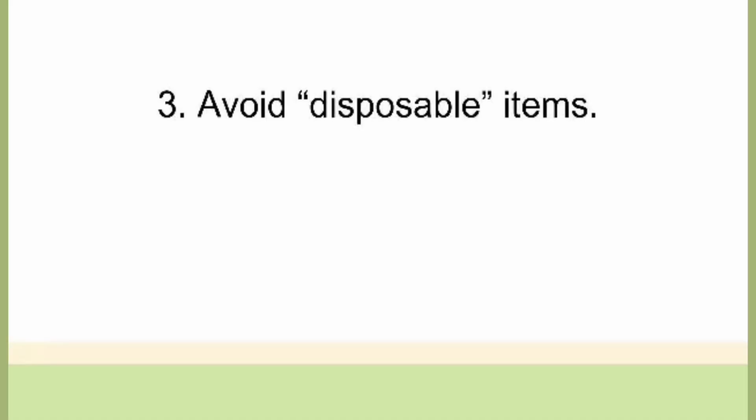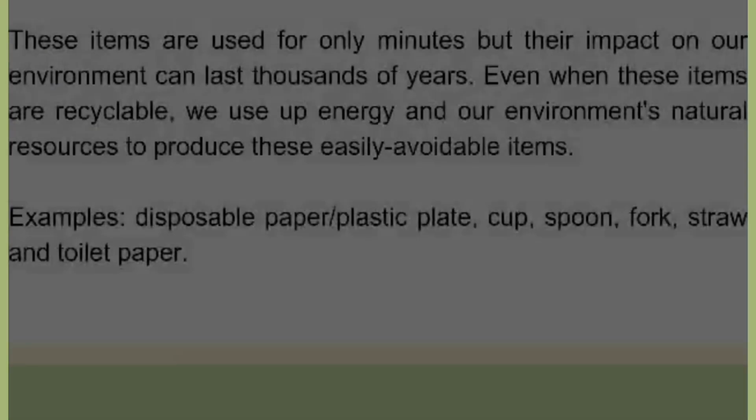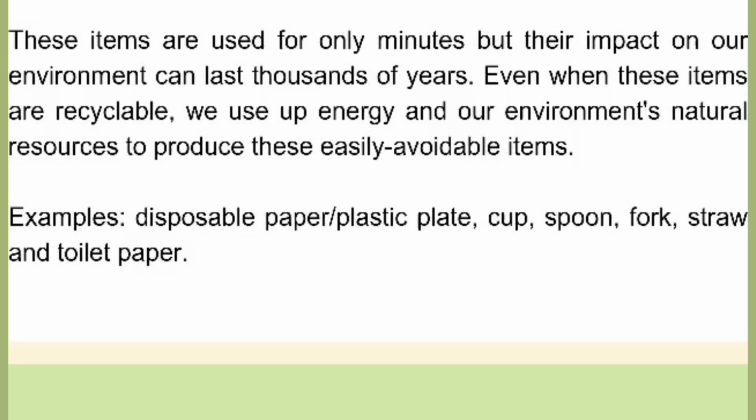Third, avoid disposable items. These items are used for only minutes, but their impact on our environment can last thousands of years. Even when these items are recyclable, we use up energy and our environment's natural resources to produce these easily avoidable items. Examples: disposable paper and plastic plates, cups, spoons, forks, straws, and toilet paper.